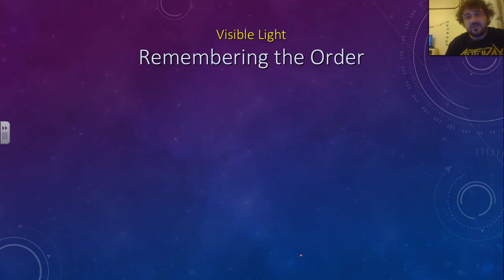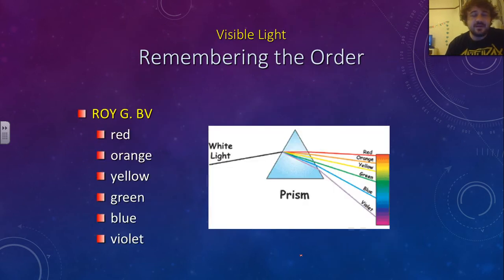Now, the order is Roy G. Biv, and that's the name of the leprechaun that lives at the end of the rainbow. Hence, you see, boom, rainbow. And it's red, orange, yellow, green, blue, violet. And there used to be an indigo in there, but we don't worry about indigo anymore, because essentially it just means blue. So it's the same thing.